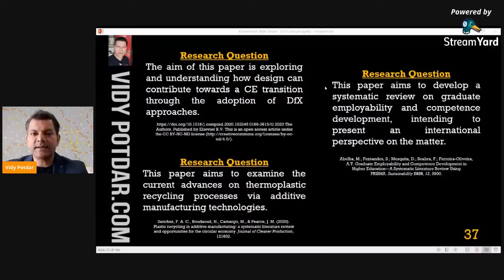And similarly, another research question here. This paper aims to develop a systematic review on graduate employability. So the aim is to find out the progress on graduate employability and competence development, intending to present an international perspective on this matter. So that is the objective, or the research question, from this paper.